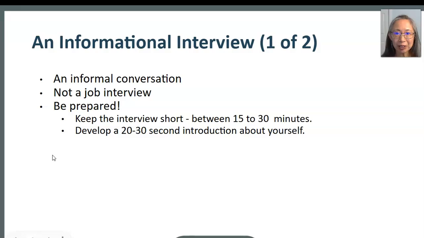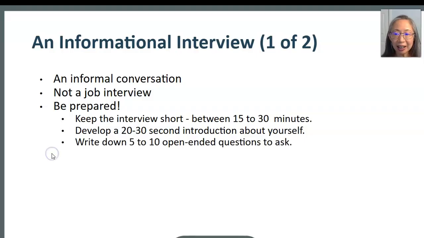You should develop a short elevator speech about yourself, just 30 seconds to a minute, telling them who you are. And you want to write down 5 to 10 open-ended questions to ask them. In the textbook, I listed over 30 questions that you can choose from. And of course, you can write your own questions. What is important for you? What do you want to learn?